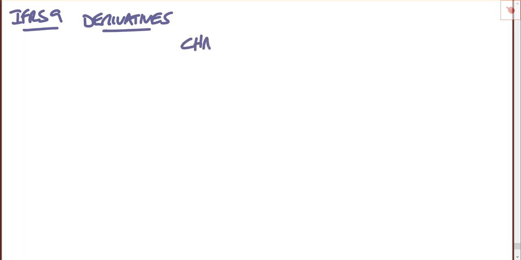Hello, in this session we are going to look at IFRS 9 and particularly we're going to look at derivatives. When we think of derivatives, it tends to be something that we think is pretty complicated, but actually if you keep it simple, it doesn't have to be. The first thing you do need to know for any exam on this is the characteristics of a derivative.